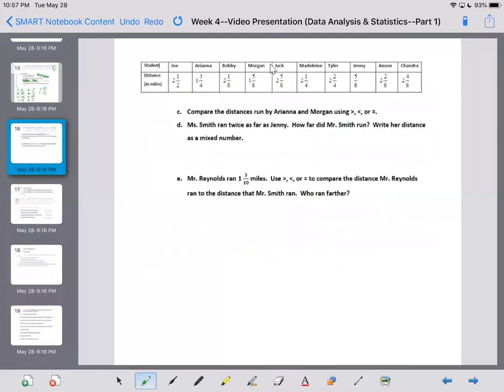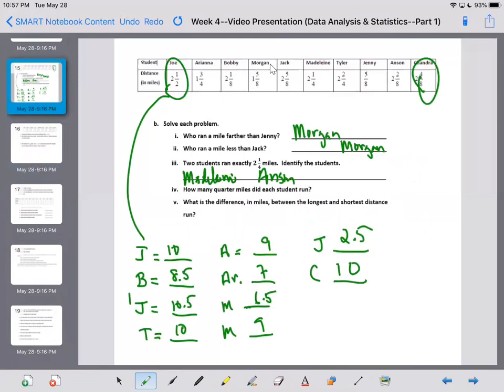So one other question is, what is the difference in miles between the longest and the shortest distance? Well, the longest was 2 5/8, and the shortest was 5/8. So we would say that it was a 2 mile difference.